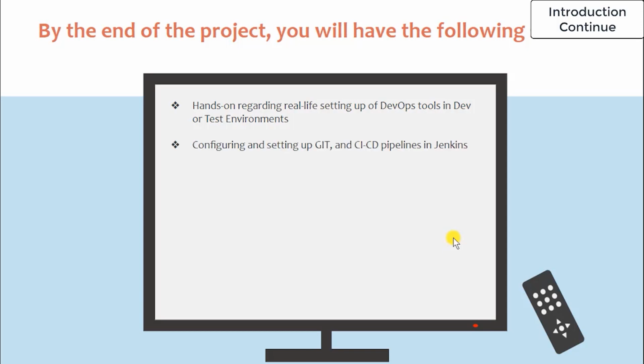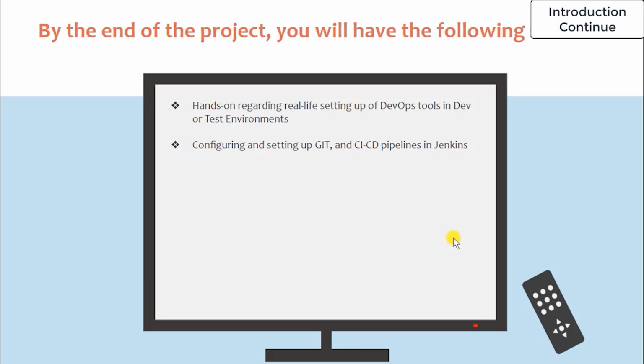By the end of this project, you'll have knowledge of configuring and setting up Git. Not only Git, you will have an idea of installing Java, setting the Java home path, and setting up environment variables. When you come to Jenkins, you will be creating Jenkins and configuring the credentials for it, that is admin credentials and other credentials.